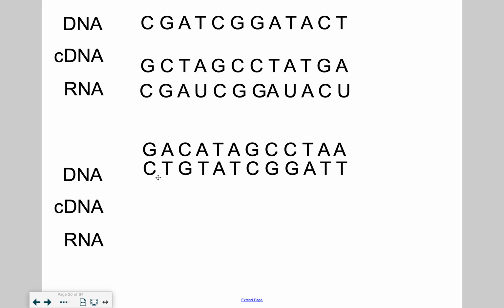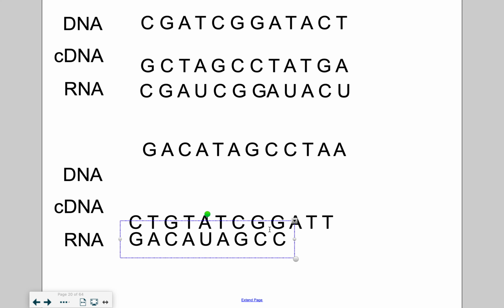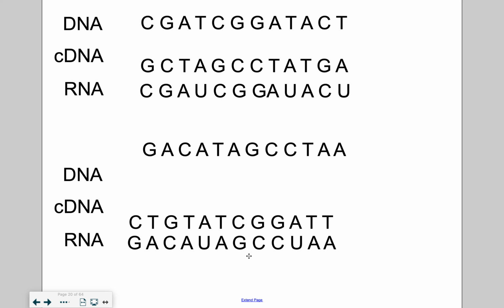All right, now let's do our RNA. So C pairs with G. I'm just going to move this. T pairs with A. G pairs with C. T pairs with A. All right, A pairs with U. T pairs with A. C pairs with G. G pairs with C. G pairs with C. A pairs with U. T pairs with A. T pairs with A. So we just made our RNA molecule.